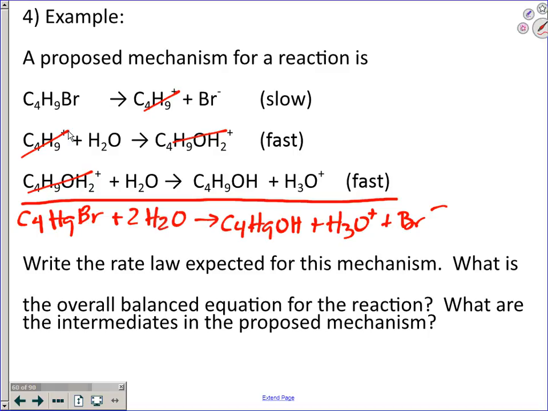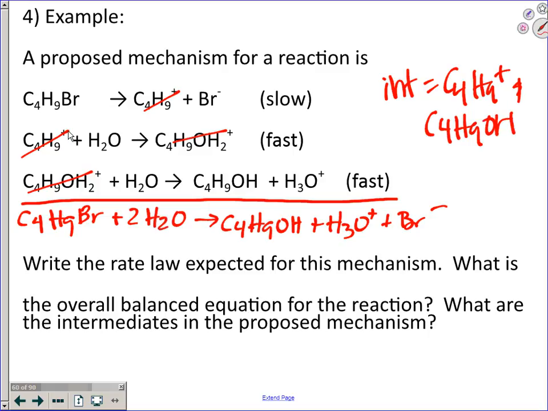Alright, so let's check our overall. It's on the board. We'll check them right here. So we've canceled out C4H9 cation, and then OH2 cation. Any other, what have I just canceled out? The intermediates. So who are the intermediates? C4H9 plus and, okay, so those two cations.